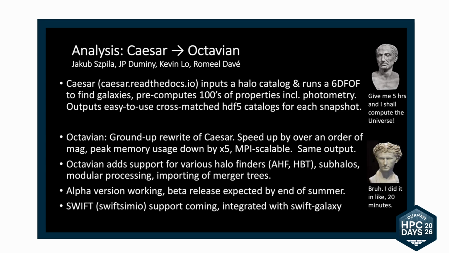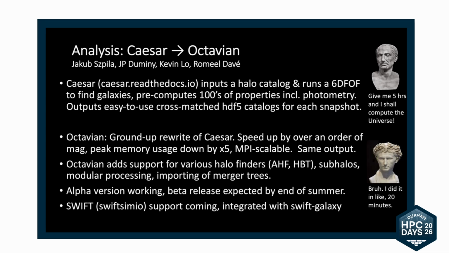So we had a really nice code called Caesar. We still have it. It's publicly available, and it takes in a halo catalog, which you can run either during the simulation or afterwards. It runs all kinds of fancy things to find galaxies and pre-computes, literally not just hundreds, actually thousands of properties, galaxy photometry, everything, right? So this has been hugely beneficial to get students quickly up to speed and make quick plots. It makes life so much easier. The problem is it wasn't MPI parallel, and it was pretty slow and memory intensive, despite the fact that I Python-parallelized it and everything.